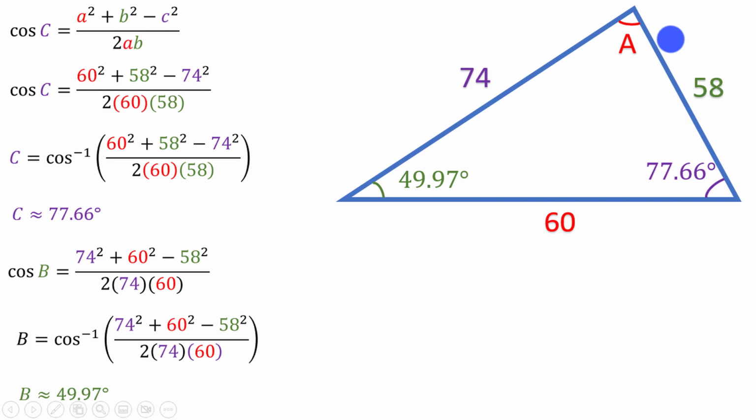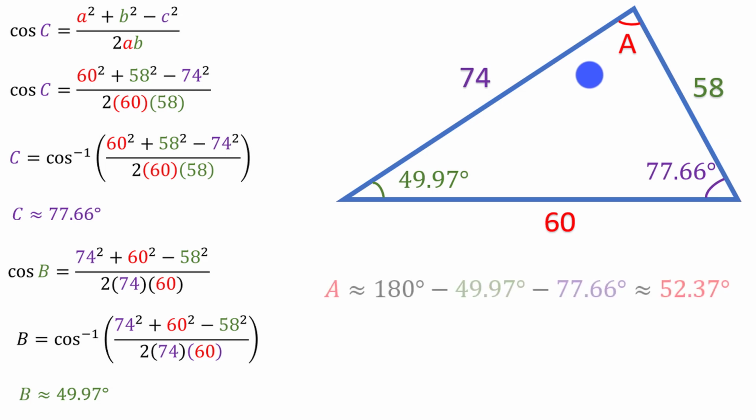At this point, we don't really need to use the law of cosines to solve for the last part. We can use the idea that the interior angles of a triangle must add to 180 degrees. Capital A is equal to 180 degrees minus 49.97 degrees minus 77.66 degrees, which is approximately 52.37 degrees. We can place this angle onto our triangle. At this point, we have solved the triangle.